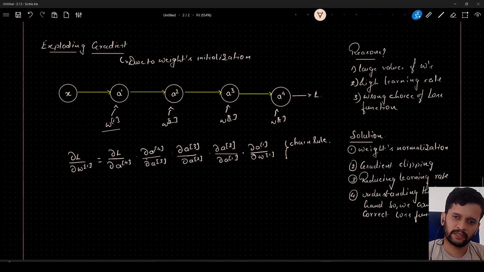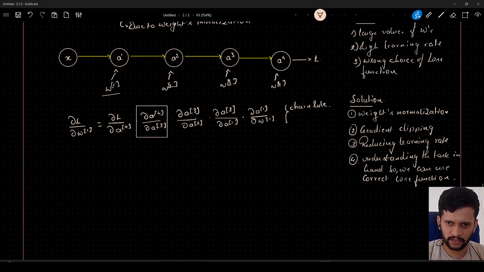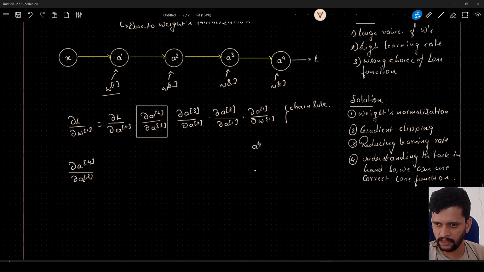Let us try to understand this particular thing here. What is the derivative of A4 with respect to A3? I'll write the derivative of A4 with respect to A3. We need a formula to calculate this, so we need to know what A4 and A3 are. A4 is some activation function applied on W4 multiplied with A3 plus B4, correct? We can call the inside term Z4 just to shorten the notation.